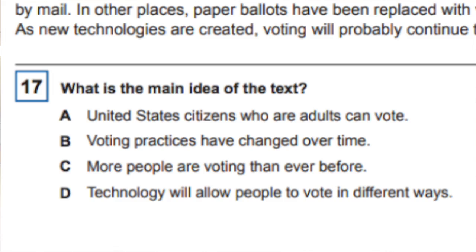And it wasn't D, technology will allow people to vote in different ways. They only mentioned technology at the very, very end. So it's B, voting practices have changed over time, because it started with a long time ago, right? Well, the second paragraph, you notice, said a long time ago, the beginning of the third paragraph, years ago, and the first and fourth paragraph both begin with today. So it's talking about time and it's talking about voting. So that was the main idea of the whole thing, that voting practices have changed over time.